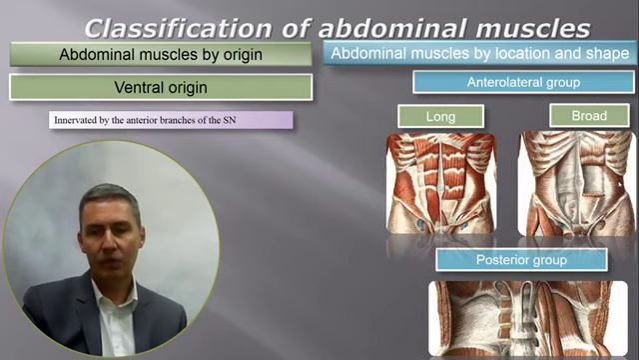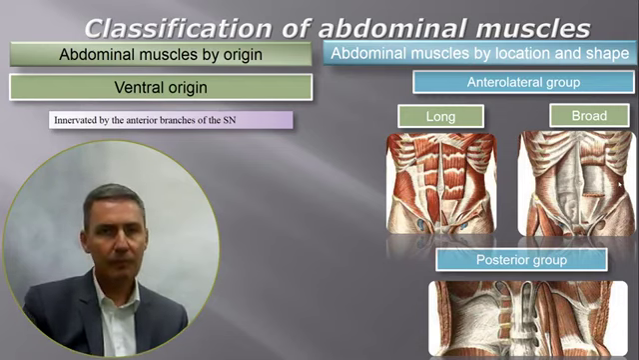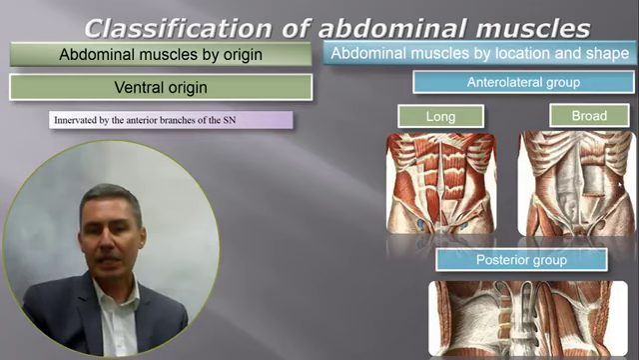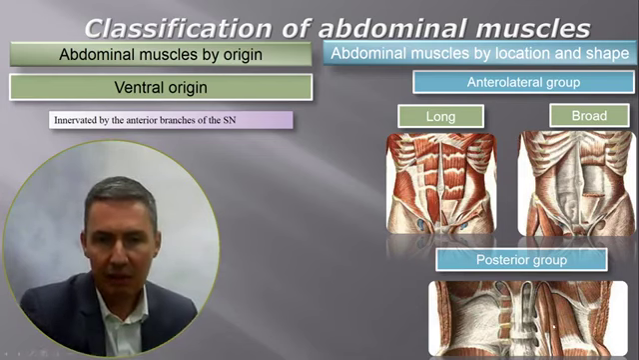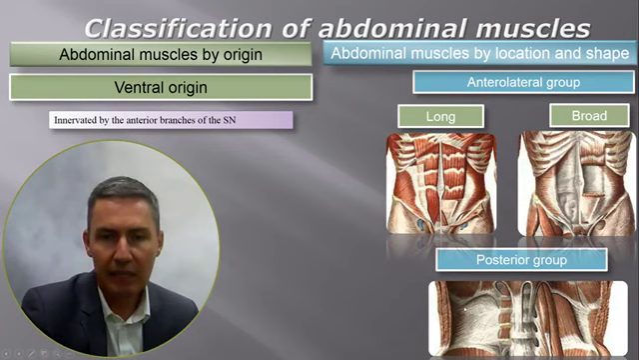That's why they are included in the muscles of the abdominal press. And the posterior group is sometimes described as the muscles of the back. It's the quadratus lumborum muscle, which is related to the lumbar region and located most anteriorly of the back muscles.